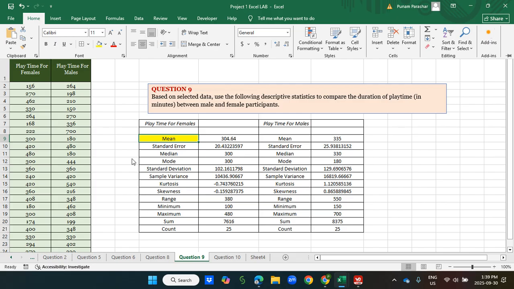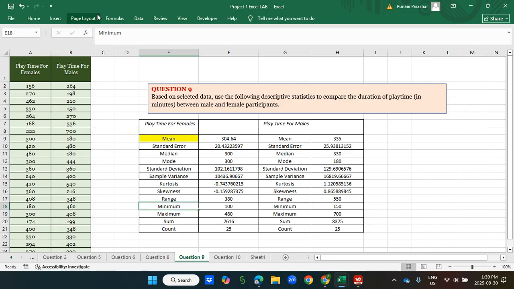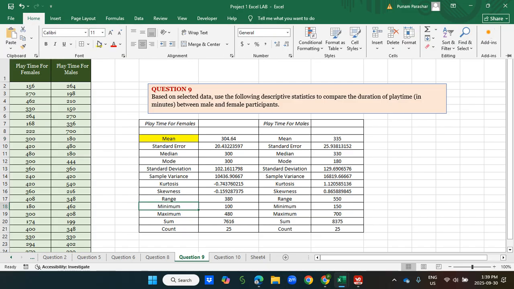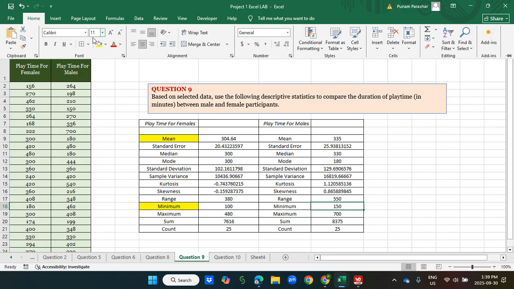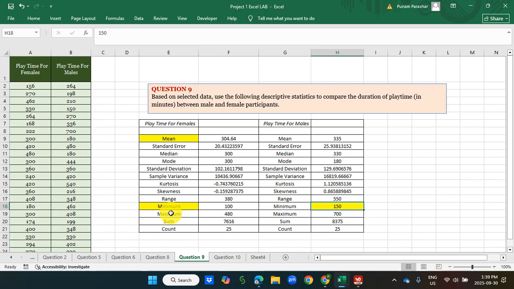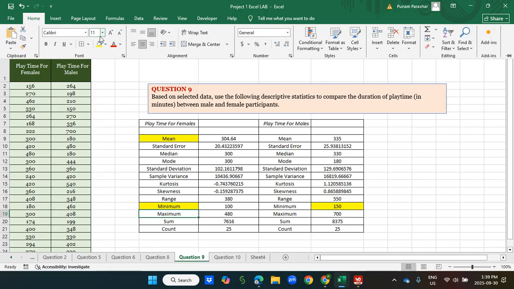We have the minimum, for how many minutes they play at minimum. The minimum time is 100 minutes for female and for male it is 150. Same thing for the maximum. Female maximum time per week is 480 minutes and for male it's 700. So it's more playtime for male.